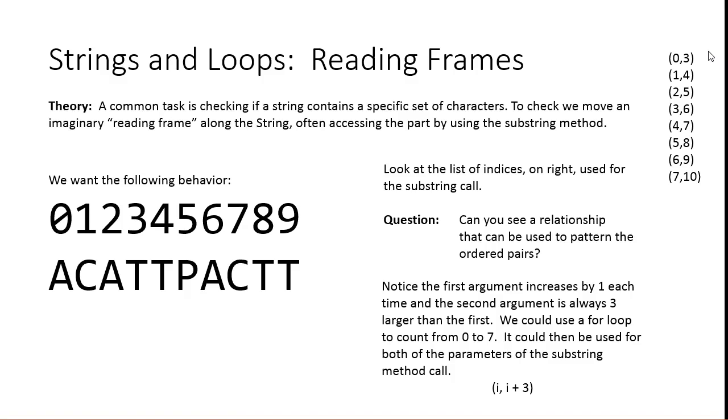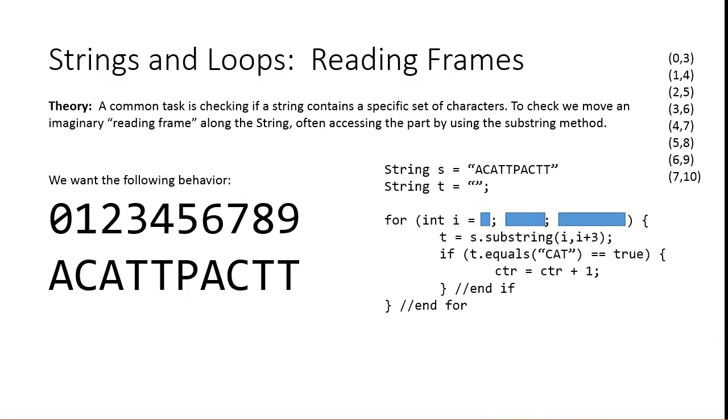You'll see pretty quickly that if I'm looking for a word that's 4 letters long, the difference will be 4. 5 letters long, the difference will be 5. So what I can do is use a for loop to count from 0 to 7, and then just offset the second parameter by 3. So if I have my loop and a counter, I can have i count from 0 to 7, and then every time pass the substring i and i plus 3. And we'll get something that looks like this.